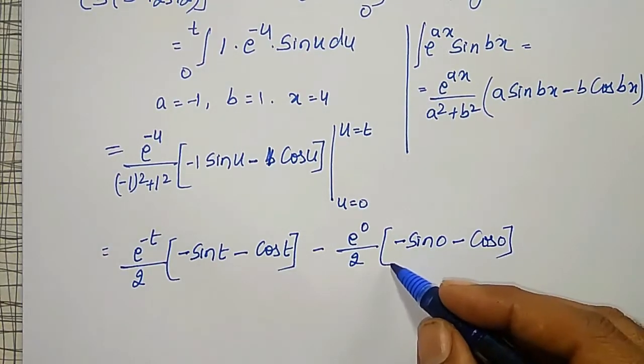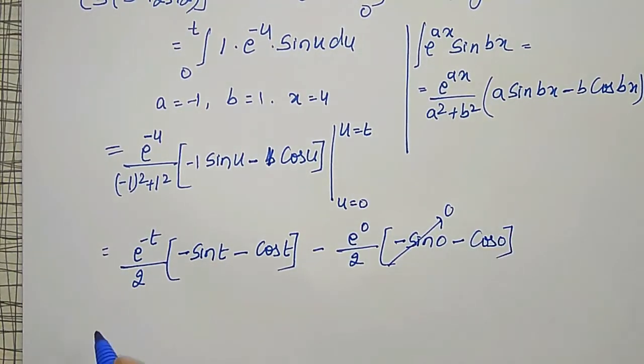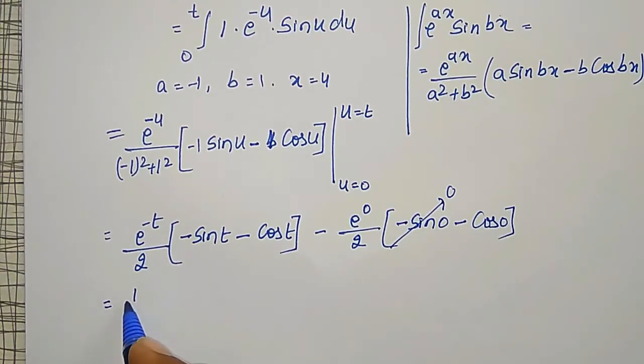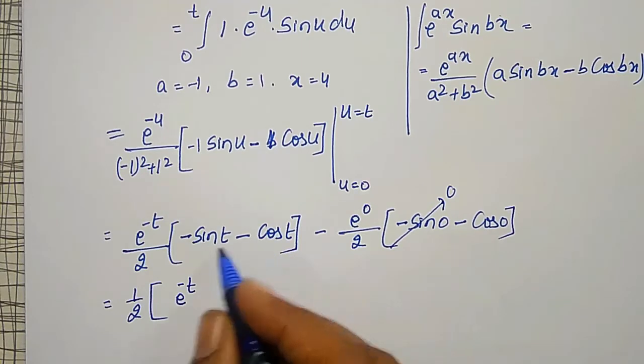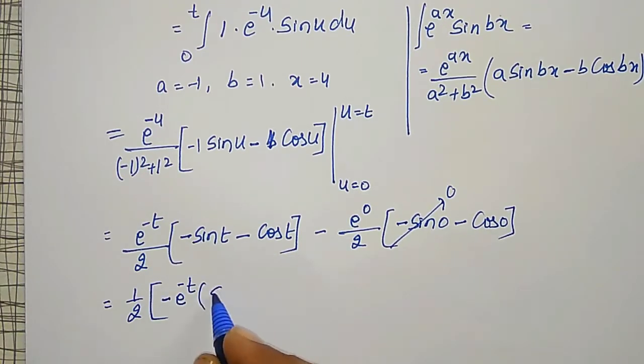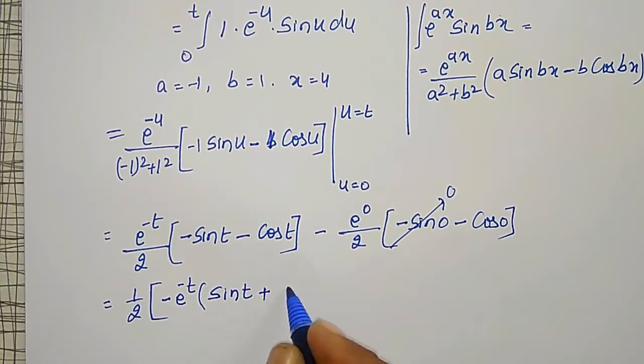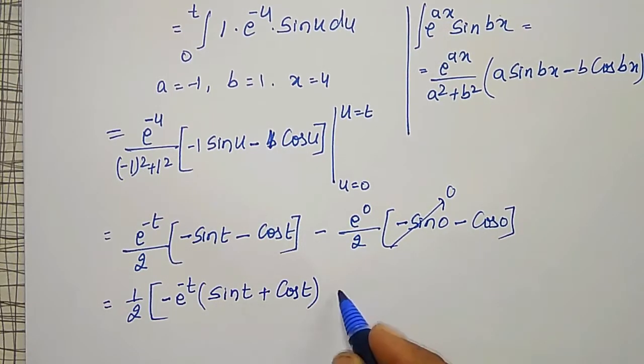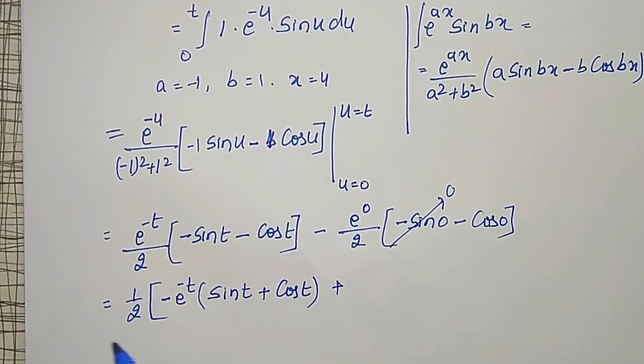Wherever sin 0 is there, this total term will come 0. Simplifying this one, from these two, 1 by 2 I can take common, and I can write it as e to the power minus t into, minus also I can take common, and I can write sin t plus cos t, plus e to the power 0 is 1, 1 by 2 is taken common, cos 0 is also 1, therefore it is 1. This is my required answer.